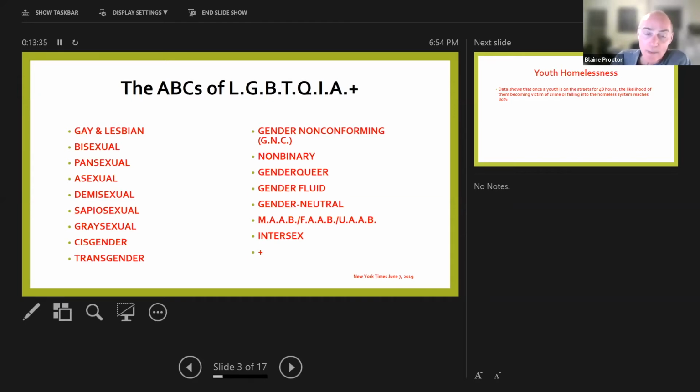A demisexual is someone who generally doesn't experience sexual attraction unless they have formed a strong emotional, but not necessarily romantic, connection with someone. And a sapiosexual is someone who finds intelligence sexually attractive or arousing. Gray sexual is someone who occasionally experiences sexual attraction, but usually does not. It covers kind of a gray space between asexuality and sexual identity.